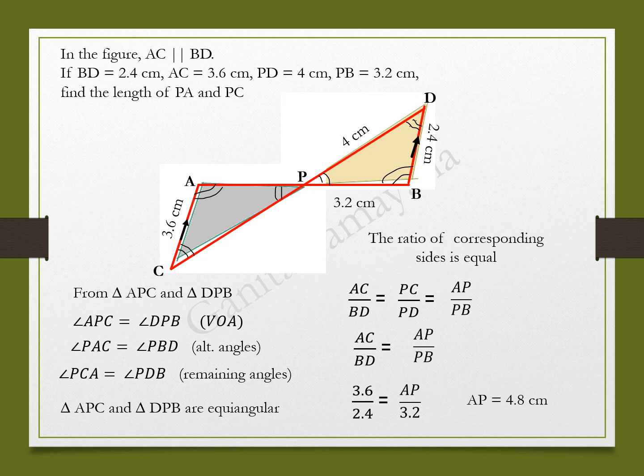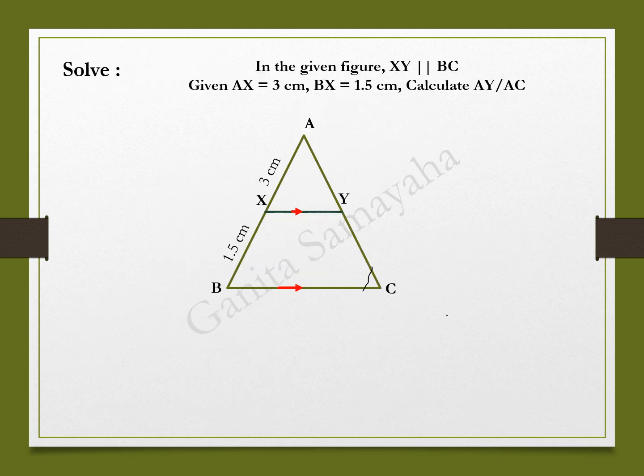That's all, children. So here primarily you have to know to identify equal angles. After identifying equal angles, identify the corresponding sides and write their ratio. The concept that we have used here is equiangular triangles. The ratio of the corresponding sides is equal. So this is the concept we have used to find out the length of PA and PC. Let us work out one more problem, children.